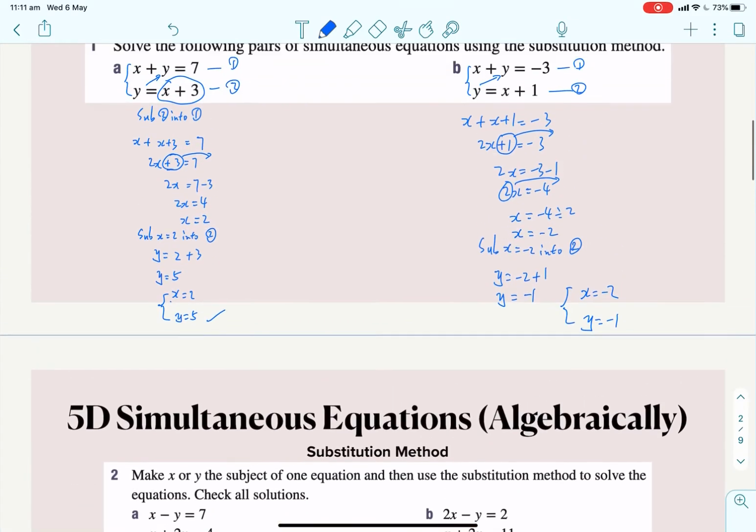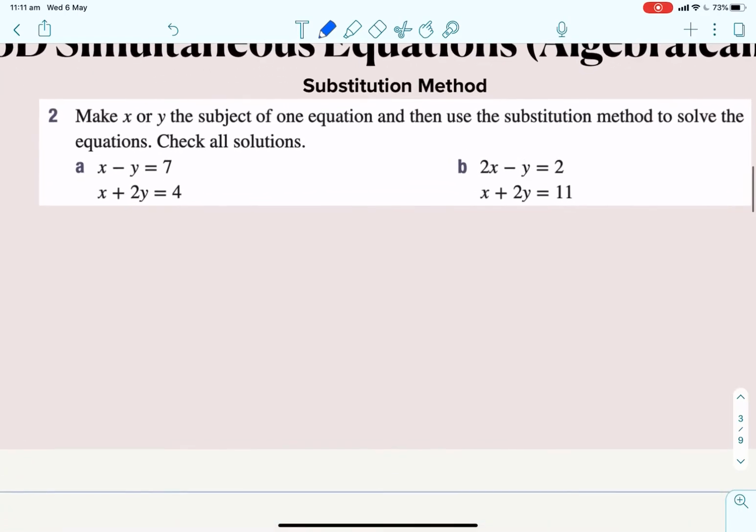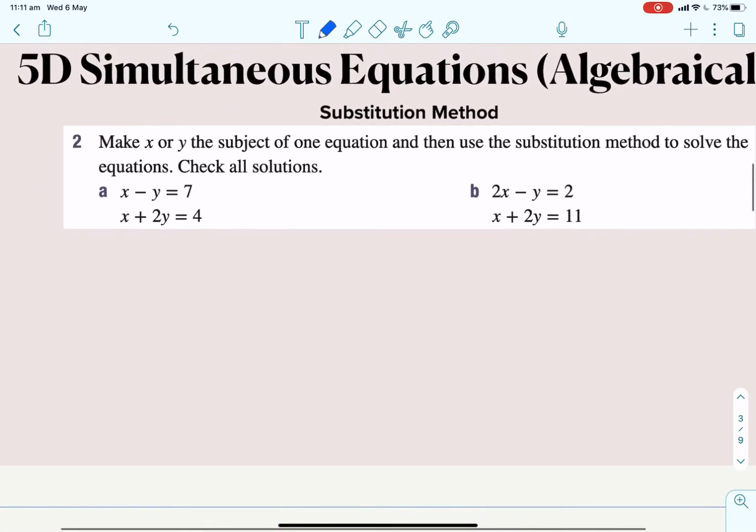So this is an easy substitution method, okay? Now, we also have harder ones. I'll give you two examples here. Now, again, if you've got the same letter, it's a good indication that it is substitution.